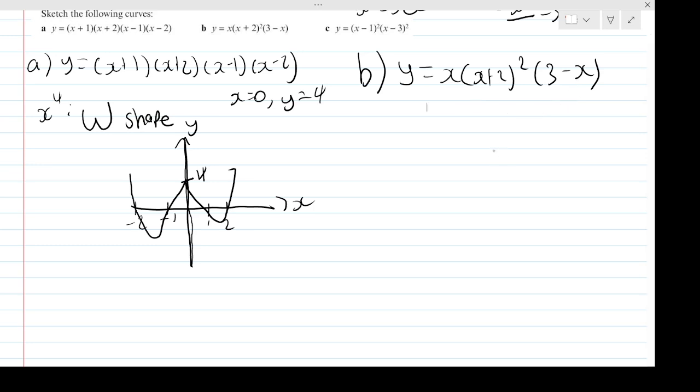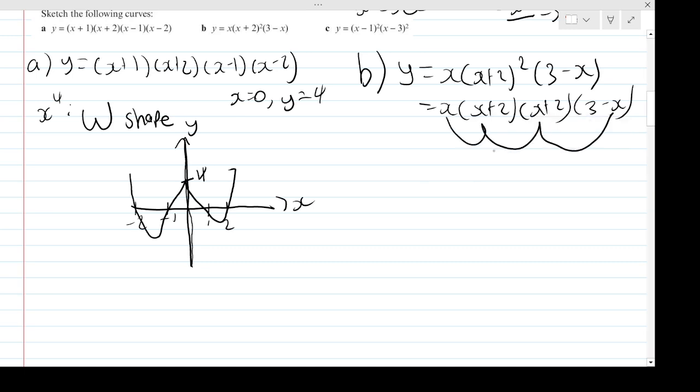But I realise that this is squared, so I could say this is x of x plus 2, x plus 2 again, it repeats itself, 3 minus x. So then it should be a lot easier and clearer to see what the x to the fourth power is. So it's going to be x times x times x times minus x. That'd be minus x to the 4, right? So that's going to be a negative one.